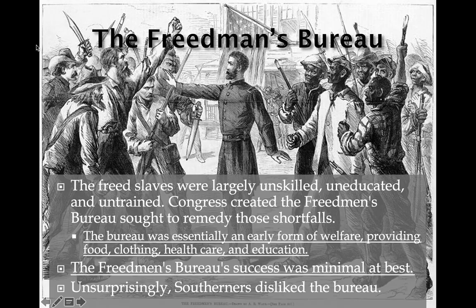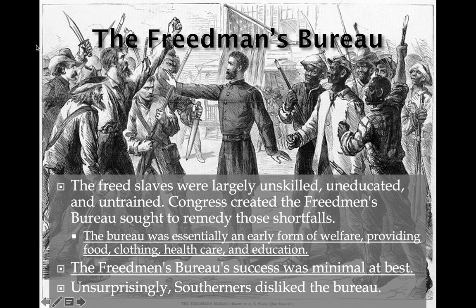What's going to be created during this Reconstruction period is going to be known as the Freedmen's Bureau. Because again, you have to remember, all these freed slaves, they're largely unskilled, so they knew how to work the fields, or unless they were a woman, most of the time they worked in the house. Not all of them. We see that in 12 Years a Slave with Patsy, she works the field and is really a lot more successful than all of the men. But the majority of them are uneducated.